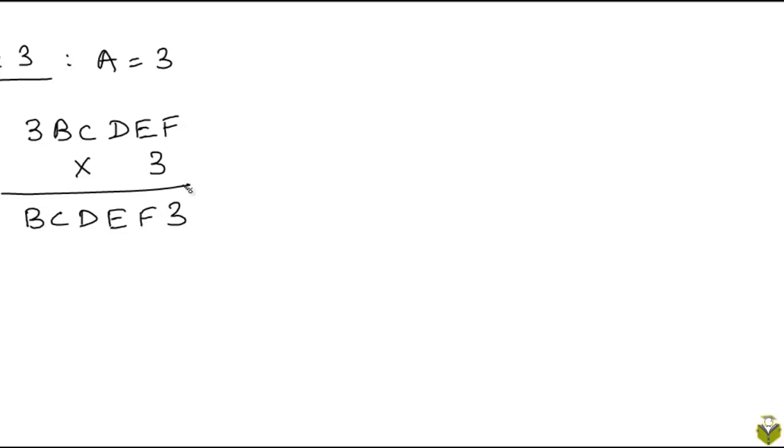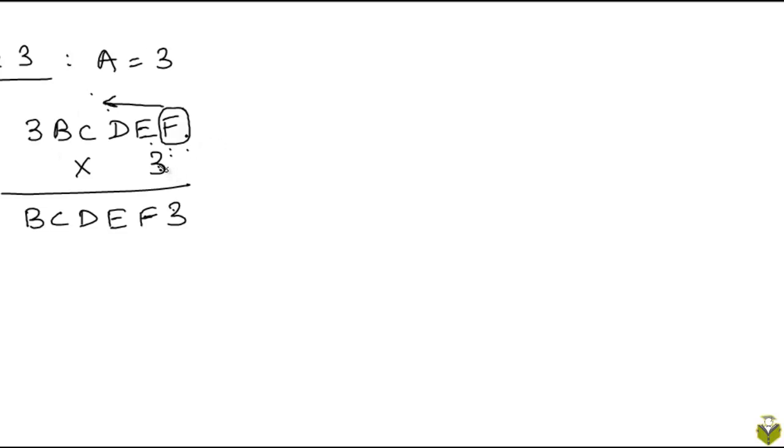Now let's look at the other letters. 3 multiplied by F should be some letter that has a 3 in the units place. And we know that 3 times 1 is 3. So we could substitute F by 1 and proceed the same way as we've been doing so far. But I'm going to show you a faster way to conclude this particular case.